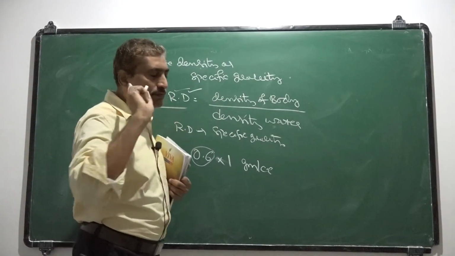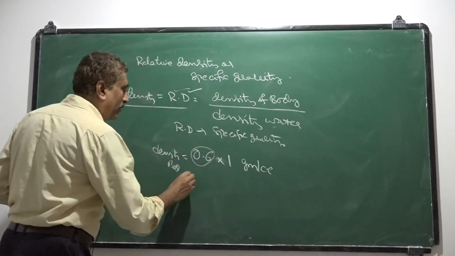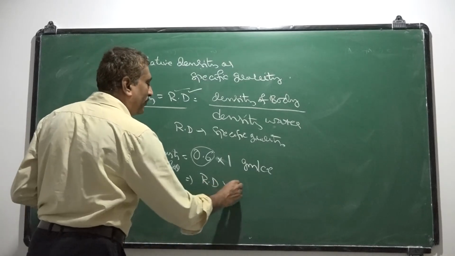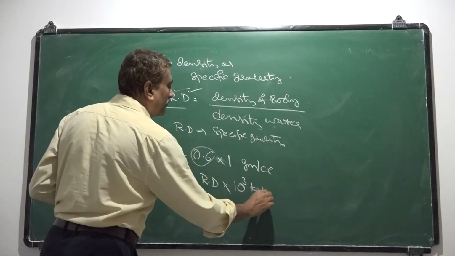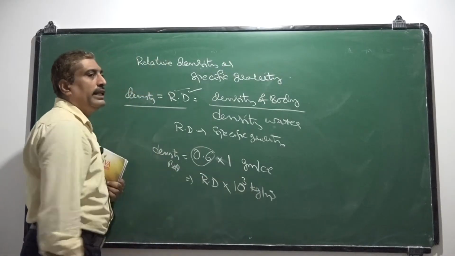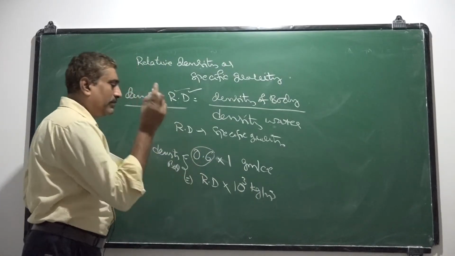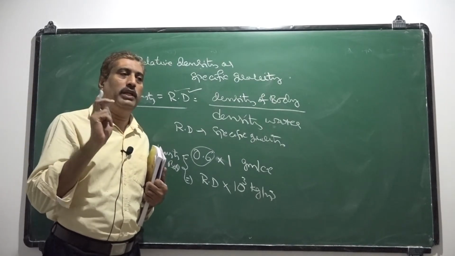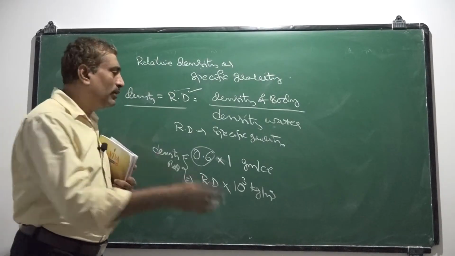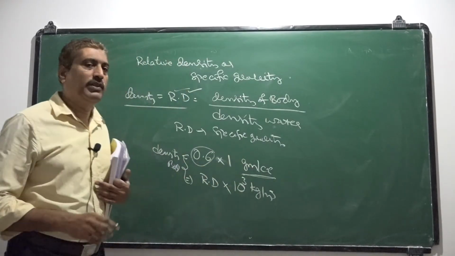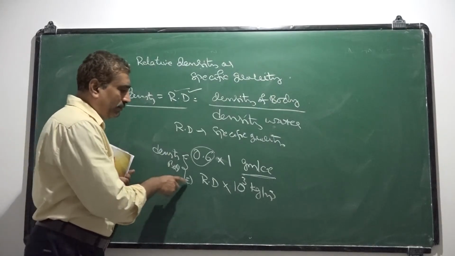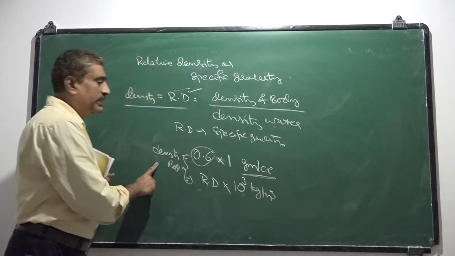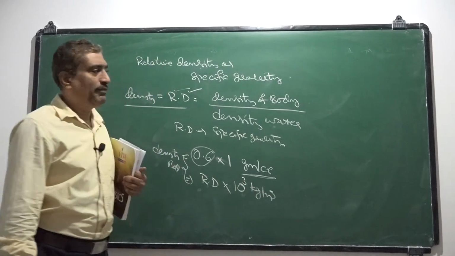But in case of SI units, the density of the body is given by relative density into 10 cube kg per meter cube, where water density is 10 cube in SI units. So you remember this difference. Relative density is numerically equal to the density of the body in CGS units, and you have to put the units at the end. But in case of SI units, relative density multiplied by 10 cube gives the density of the body. Okay, you have to remember this.